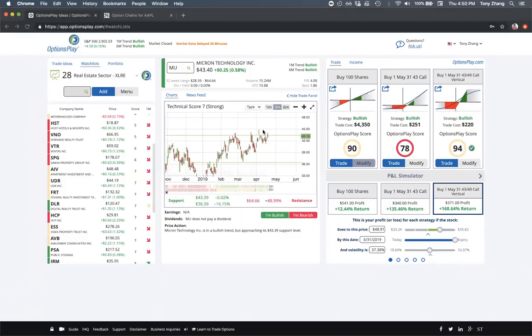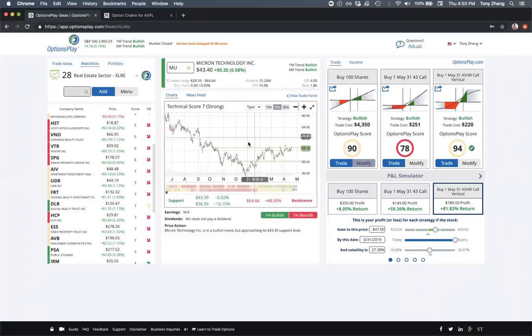Buying that call spread brings your cost basis down to about $220 or so by selling that $49 call against it. So what did we say, that we thought it was going to go up to about 47 or so? If the stock rallies up to 47, that's an 8% return on the stock, 59% return on the call, 81% return on the call spread. So now you have to ask yourself, how bullish are you on Micron?